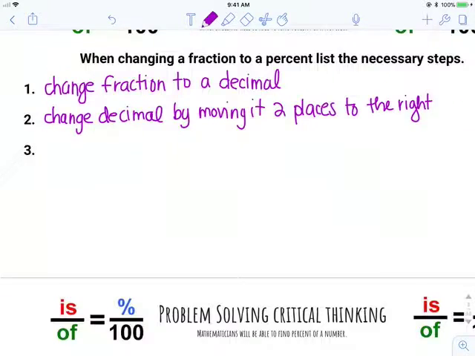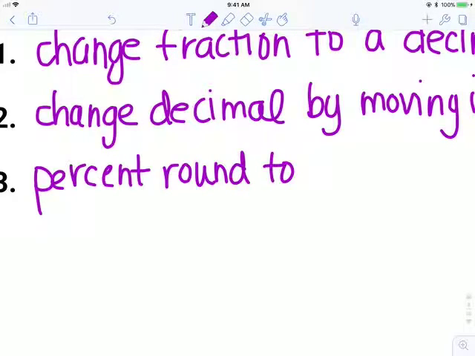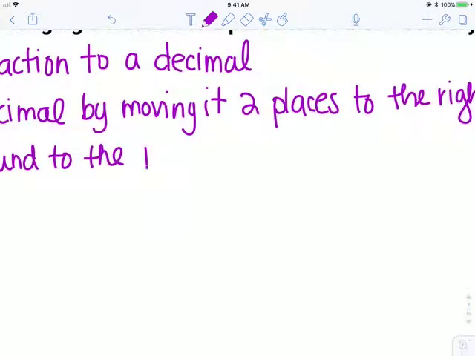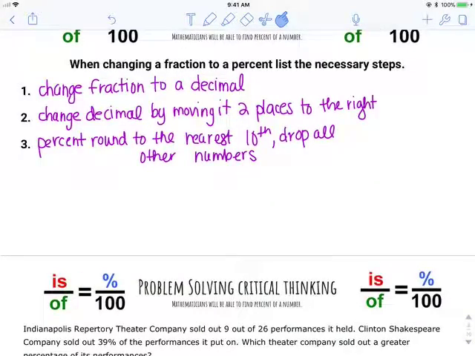Then you have your percent, so you're going to take your percent and you are going to round to the nearest tenth. And then you're going to drop all other numbers. So change the fraction to a decimal, change the decimal by moving it 2 places to the right. You're going to have a percent then and round to the nearest tenth and drop all the numbers. This should sound like what you did yesterday in class.